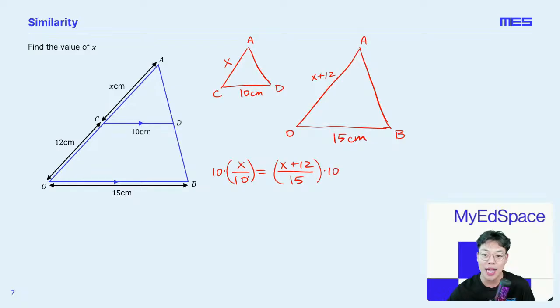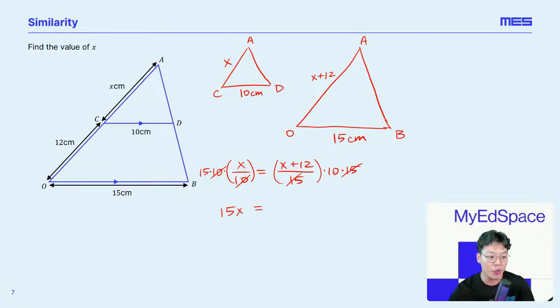And that will cancel out these 10s. And I'll multiply both sides by 15 as well to cancel out the 15 in the denominator on the right side of the equality. All I'm left with then is 15 times x. And be careful here.